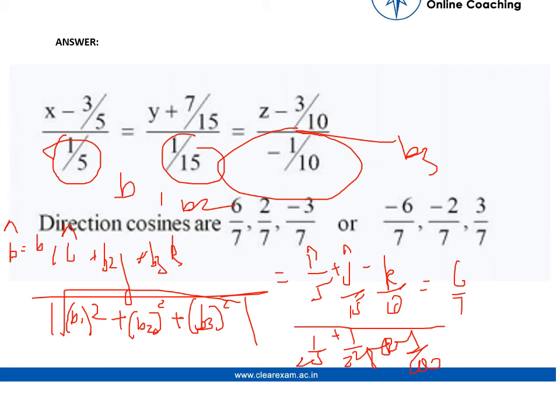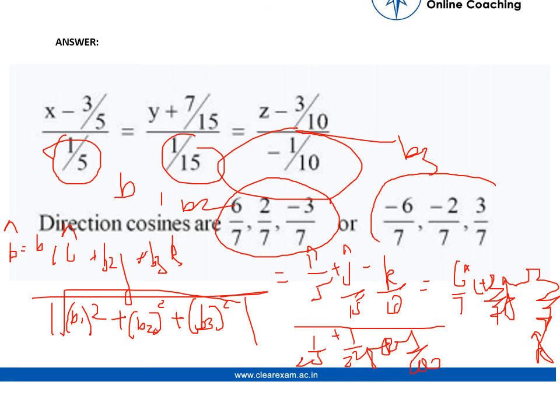6 upon 7 i cap plus 2 upon 7 j cap minus 3 upon 7 k cap. So these are the direction cosines: 6 by 7, 2 by 7, minus 3 by 7, or minus 6 by 7, minus 2 by 7, or 3 by 7. Thank you.